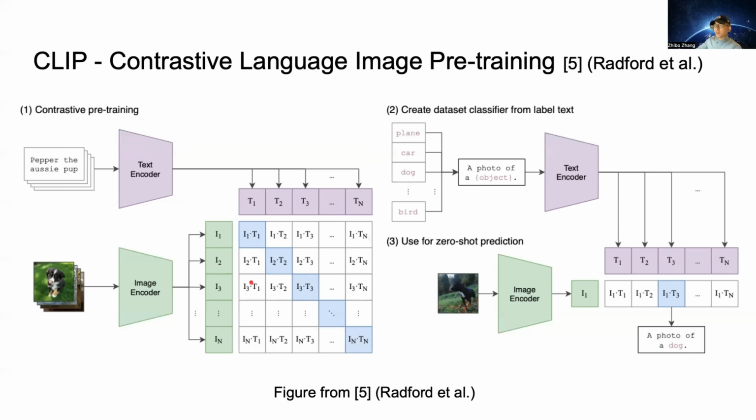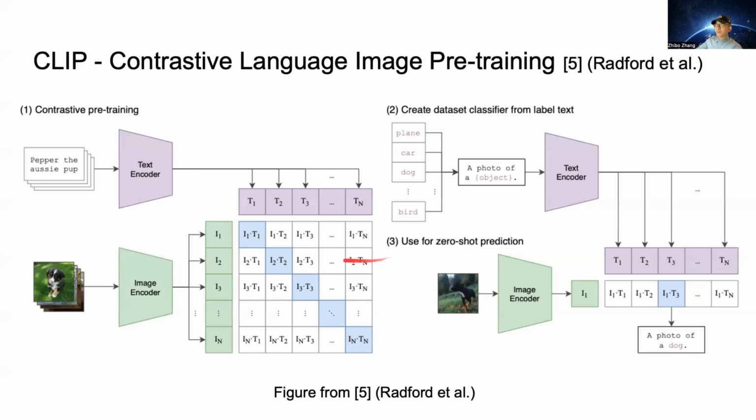The rest of the entries should not be too similar to each other because they do not originate from the same image and text pair. So as you can see, the similarity here forms a diagonal.